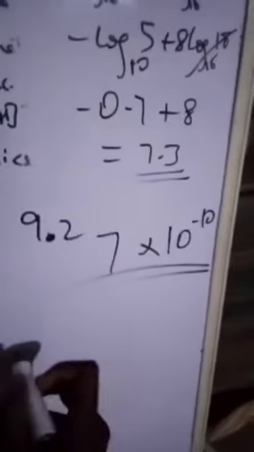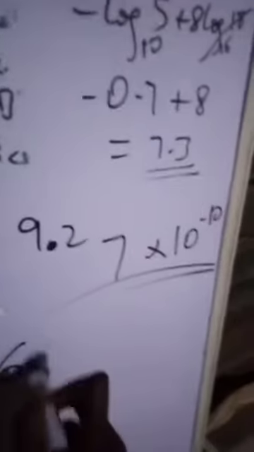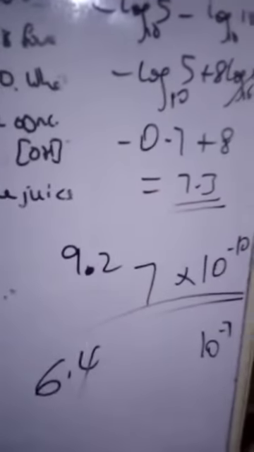What if you are given something like this? You are given 6.4. What's the next number? 7. That will give you 10 raised to the power minus 7. 7 minus 6.4 is 0.6. What's 0.6 here? 4. This is your answer. You don't need to solve. So it's very, very simple. So I believe solving this next question will be very easy for you.